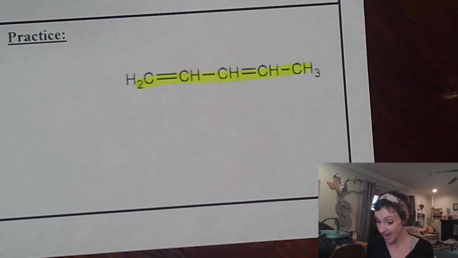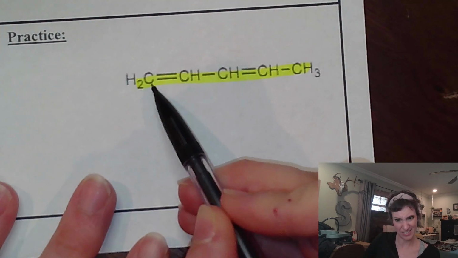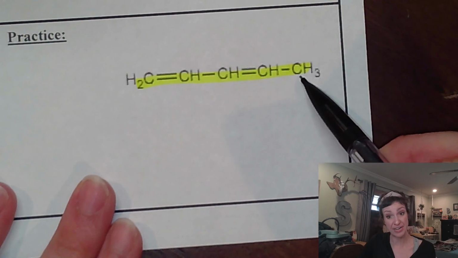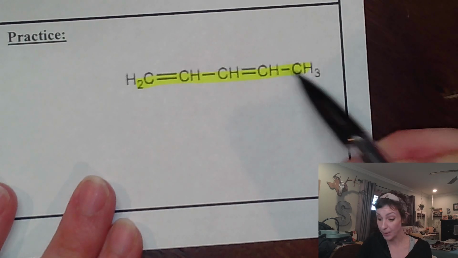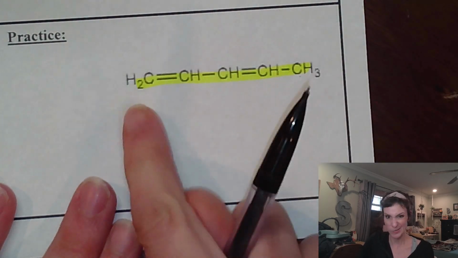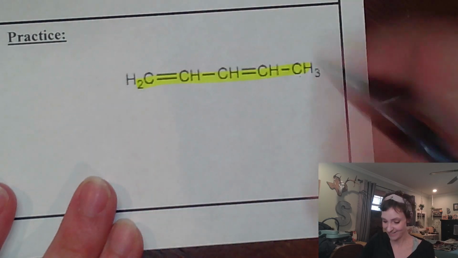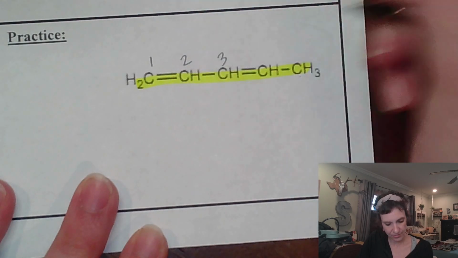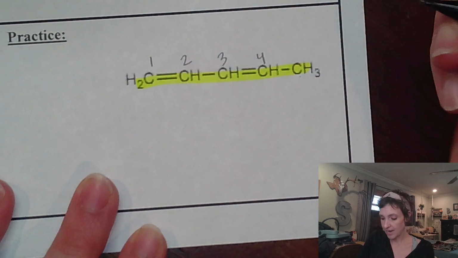Okay, so let's see. I've got to number my chain based on which end of the molecule is closest to the first double bond, now that I have 2 options here. If I start numbering here, I hit a double bond immediately, versus over here, I do not run into my first double bond until the second carbon. So we're going to start our carbon number 1 right here. So this is carbon 1, this is carbon 2, this is carbon 3, this is carbon 4, and this is carbon 5.